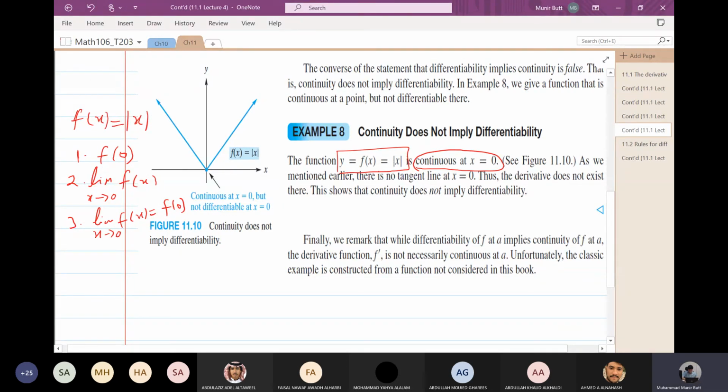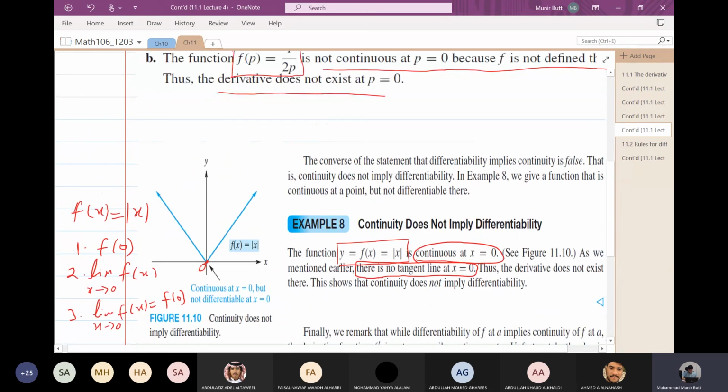Now this function is continuous at the point 0, but there is no tangent line at 0, because at that point we cannot find a tangent, because this is a corner point. You see what a tangent is? If you have a curve like this, then at any point here, a line touches the curve. So this is called a tangent.